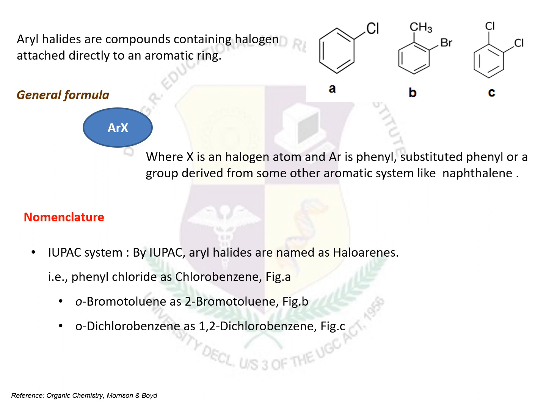So it is chlorobenzene. In figure B, we can see bromine attached to a benzene system that also carries a CH3, so it is a toluene. Bromine is attached to the toluene system at the second position, so it is 2-bromotoluene. In the third figure C, we can see 2 chlorine atoms attached to the aromatic ring, so it is called 1,2-dichlorobenzene.